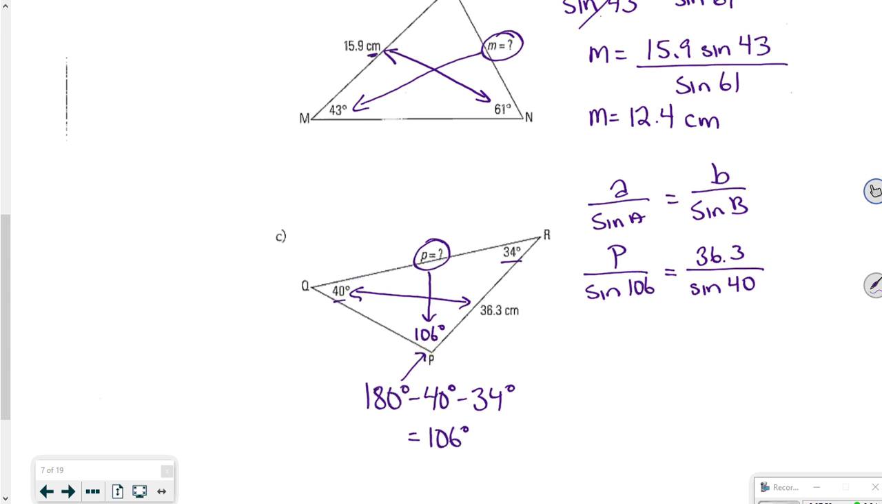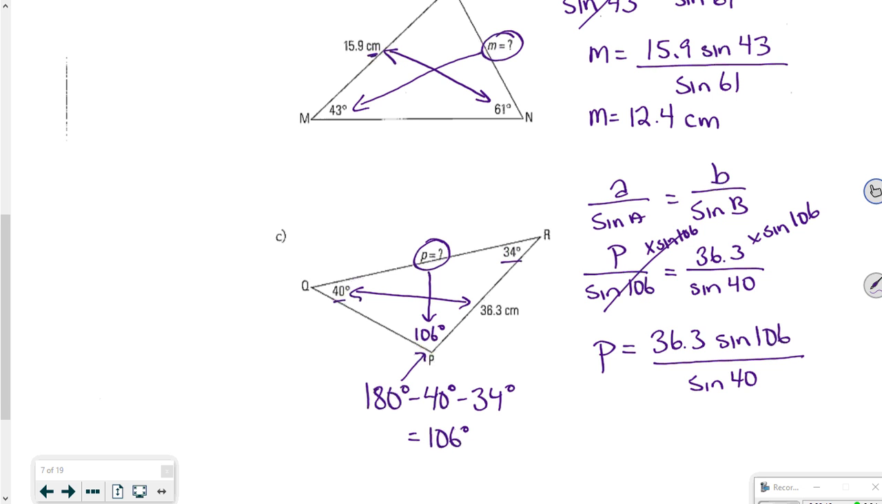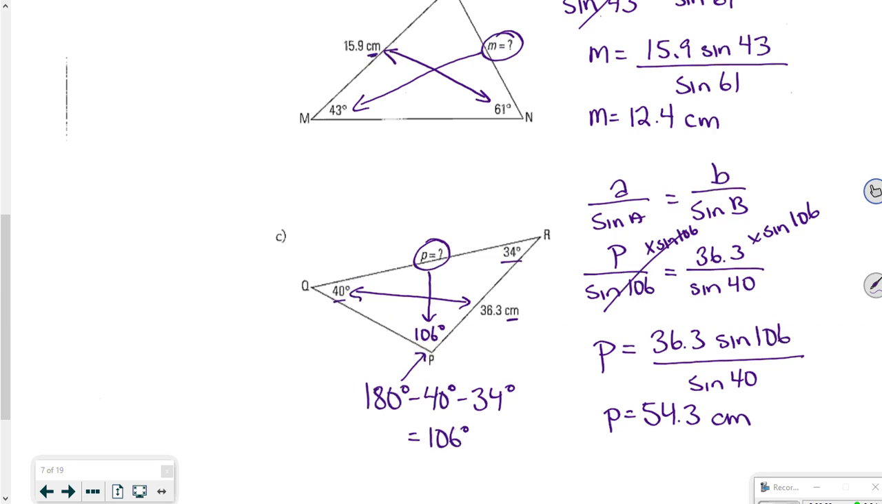Now I need to get the P by itself. I have to get rid of the divide by sine 106 by timesing by sine 106 on both sides. Makes this side cancel out, and P is 36.3 times sine 106 divided by sine of 40. When you put this in your calculator, it works out to that P equals 54.3. We had centimeters in our original question, centimeters in our answer.